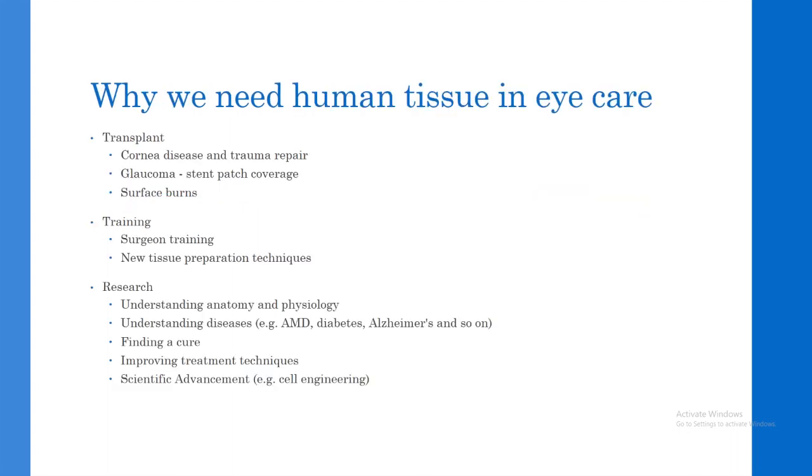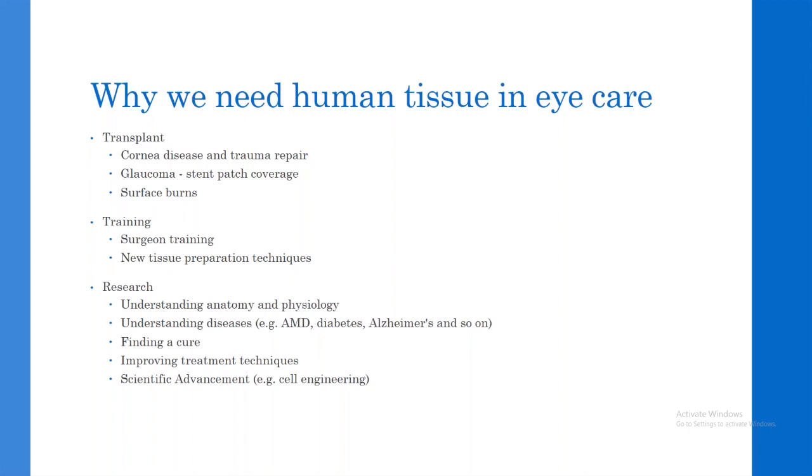So when we think about human tissue, I'm pretty sure you're thinking corneal transplantation and eye banking. And well, that's correct, and there's nothing wrong with that. But that doesn't actually do justice to this sector. There is so much going on in this sector, and there's so much that these eye bankers and these custodians are involved in. So sure, corneal transplantation is the main reason.